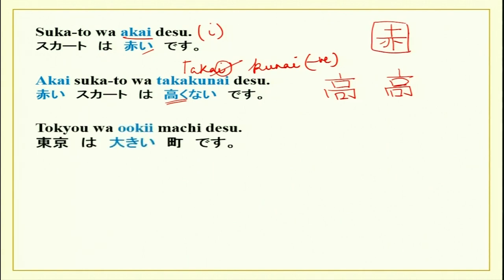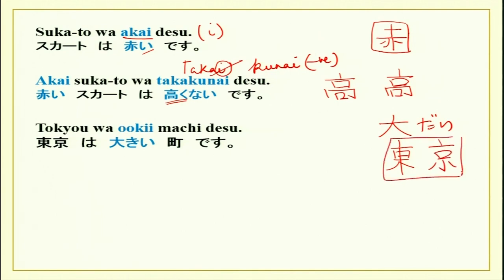Now, Tokyo wa oki desu. You have done this character as dai also in daigaku. So, well, dai over here. And this is Tokyo. You should know the kanji of Tokyo because you are studying Japanese. So, 1, 2, like this, to and Tokyo. So, Tokyo wa oki machi desu. Now, machi is also here. This is a field and this you can do as a J and join together and make machi, which means city. Tokyo is a big city.